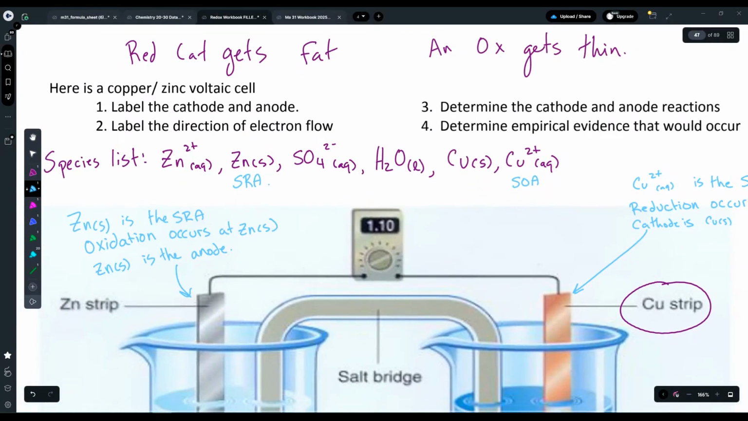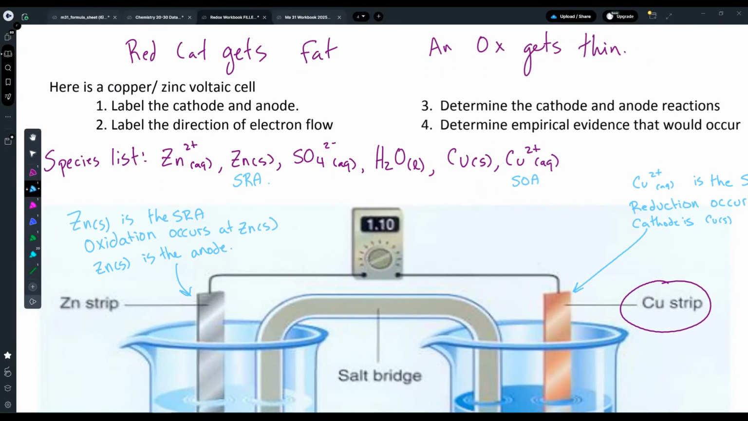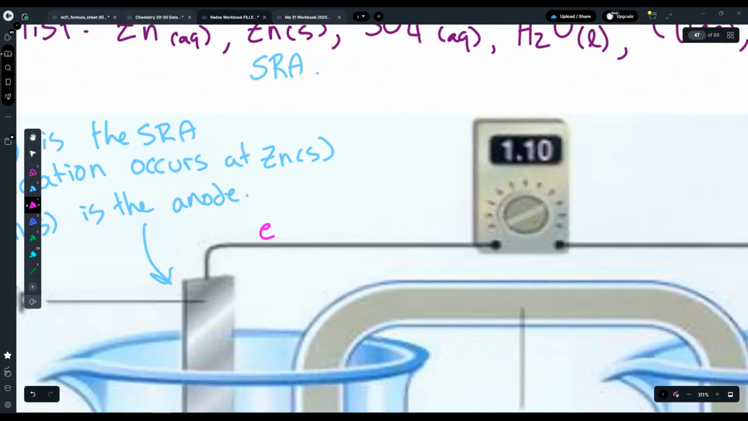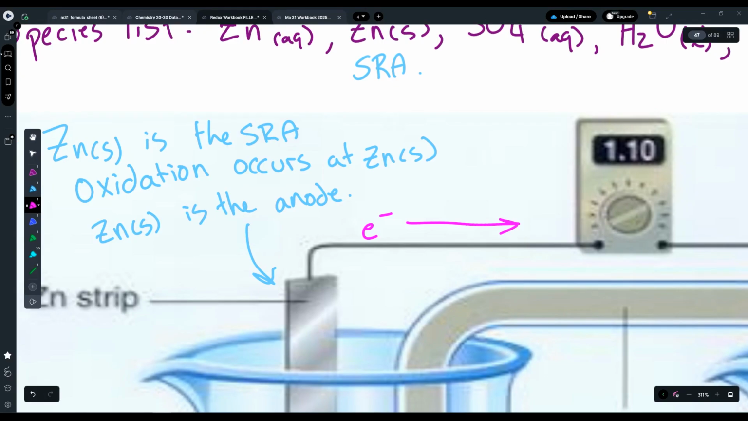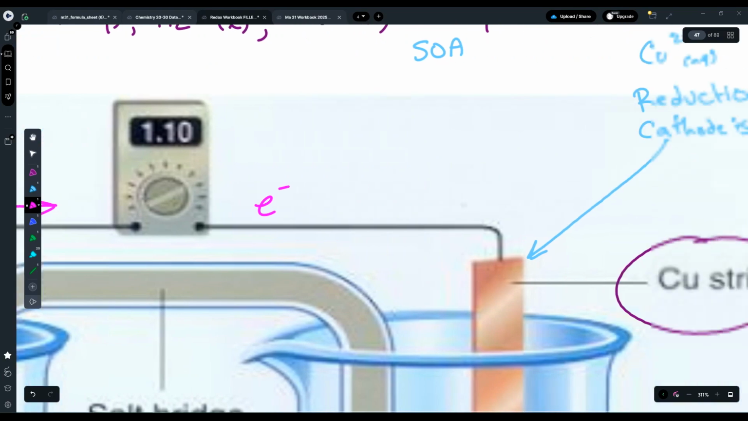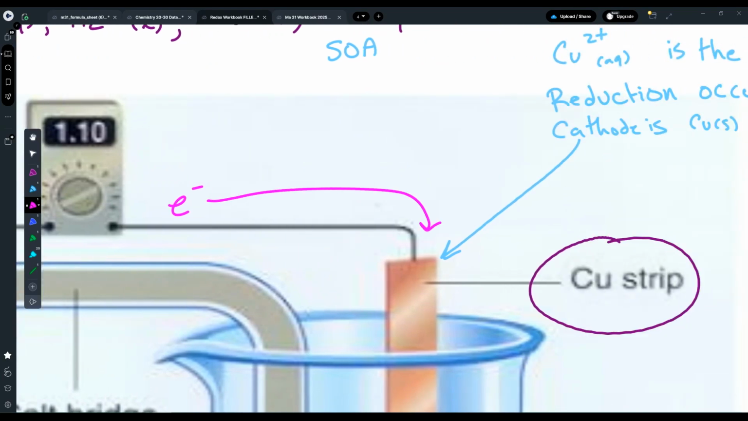Okay, so that's question number 1. We labeled the cathode and the anode there. Step 2 is label the direction of the electron flow. Reminder, electrons start at the anode and go to the cathode along the wire. So the electron flow, we're going to write on the wire, going from the anode, which is our zinc strip, to the cathode, which is the copper strip.